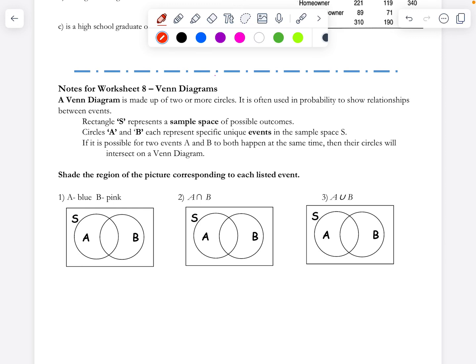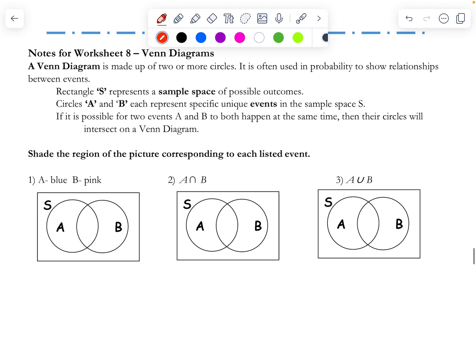Okay, so we're going to start talking about Venn diagrams. At first it looks like we're just going to be coloring, but this is going to help us out with some of our probability problems. Our rectangle right here represents our sample space, and our circles represent our unique events that are going to happen. So first, this is just going to tell us what we're going to do.